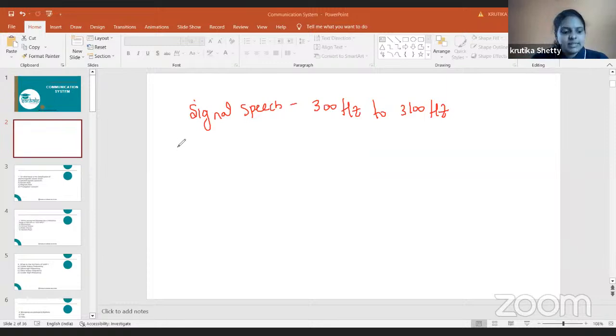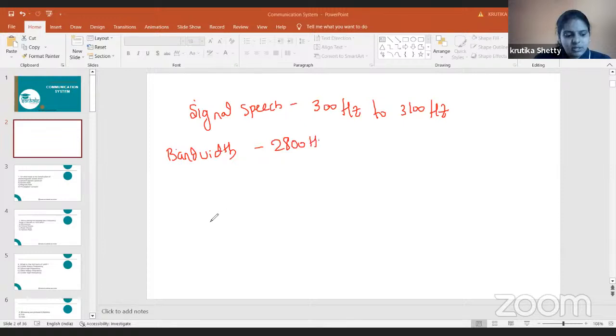Okay, then next we have the bandwidth. This was frequency, now see how much the bandwidth is. The bandwidth value for the speech signal is 800 hertz. Then for TV signals, the bandwidth is 6 megahertz. The bandwidth for digital data depends on the data rate value.